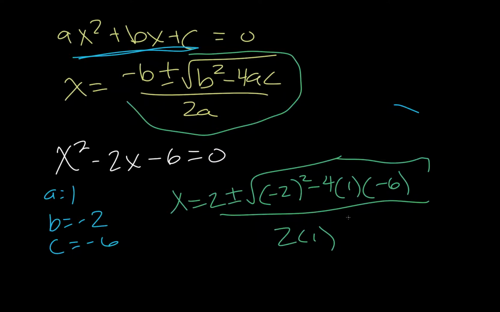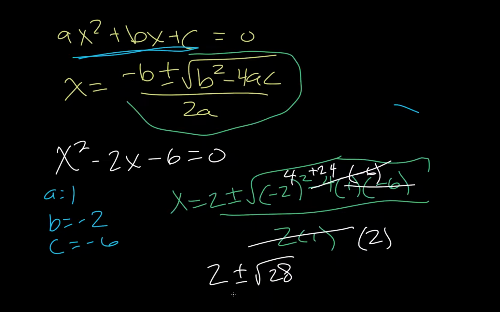Alright, from here, I would suggest simplifying that. So 2 times 1 is 2. Then I'm going to multiply all these together. So -6 times 1 is -6. And then -6 times -4 is 24. Okay, that ends up being positive, so I'll keep a plus sign there. -2 squared is +4. And so if I add those, I get 28. So with a little bit of simplification, we end up with something that looks like that.